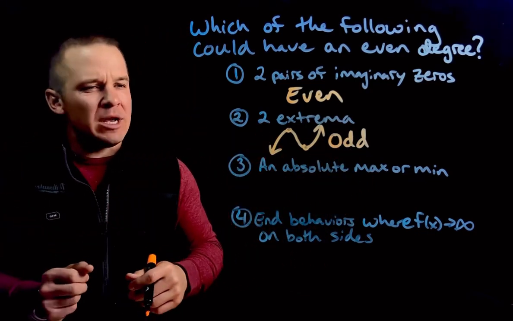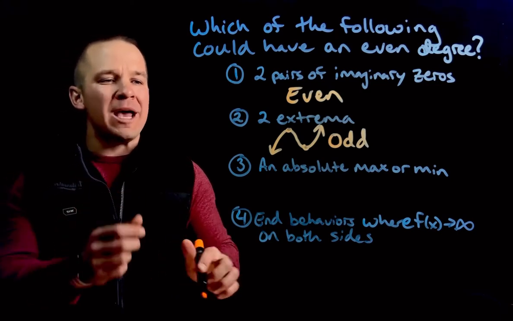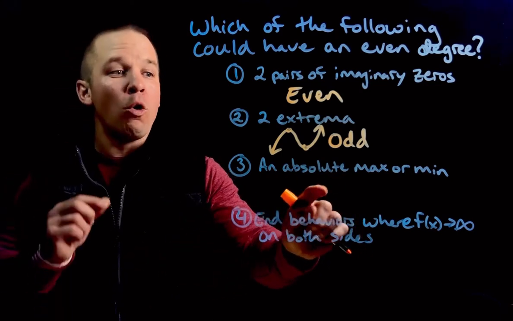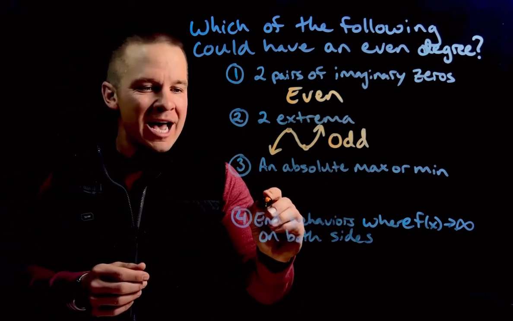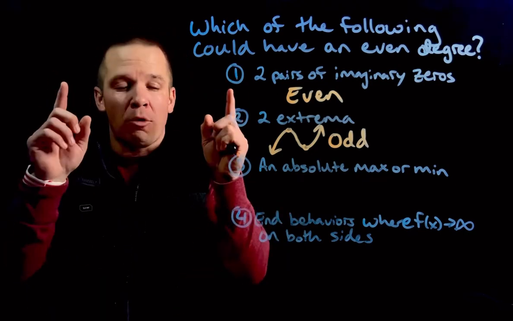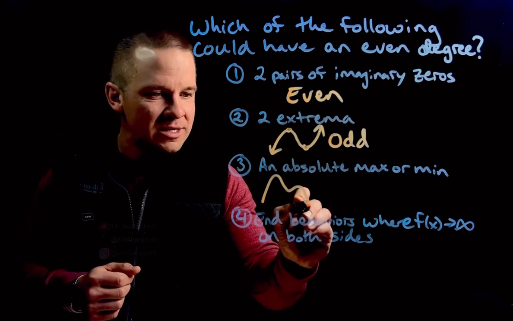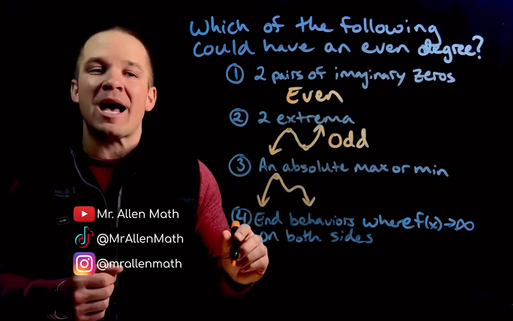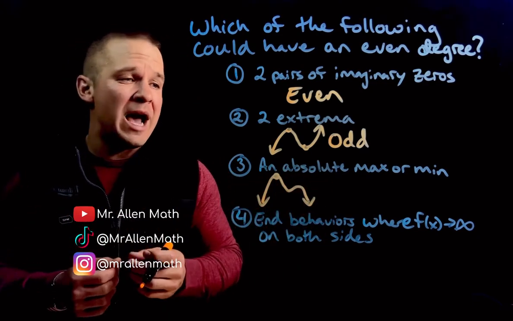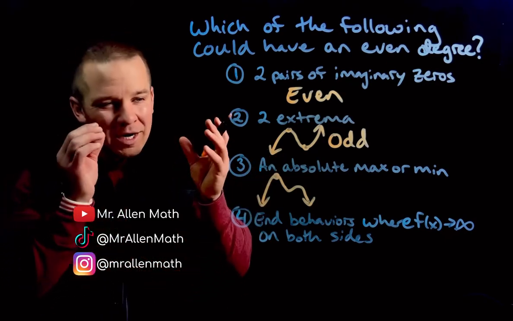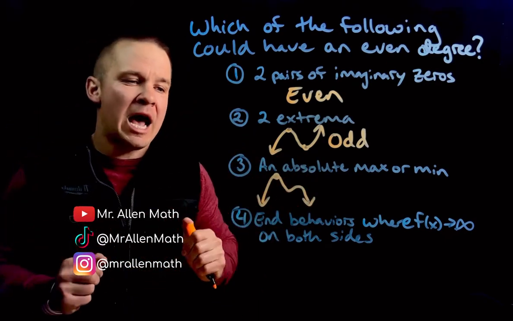All right, how about number 3 here? An absolute max or min, an absolute high point or low point. Well, the only way to get that is if I have end behaviors going both up or both down here. I'll show an example. I could have maybe a quartic function like this. I've got myself an absolute max there, and then a relative min and a relative max, but I've got an absolute when it's that situation or flipped upside down.